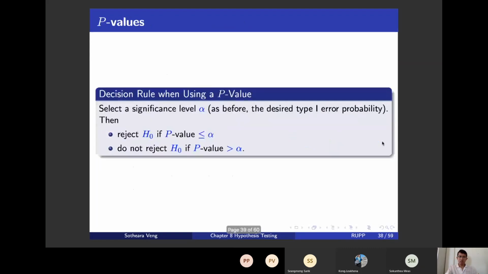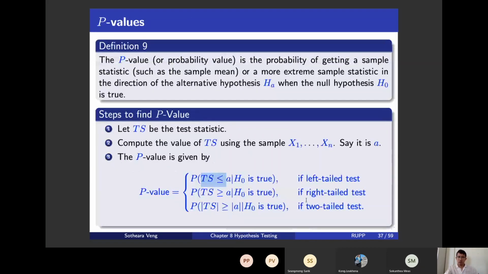That's why you see in the definition, when the test is two-tailed, it involves the absolute value, right? That is what it means. Here, TS refers to the test statistic. So far, our test statistic is the Z, right? The Z test, the Z distribution.